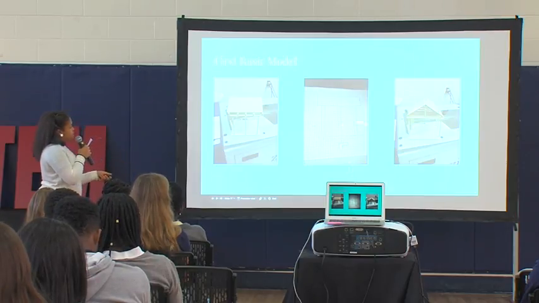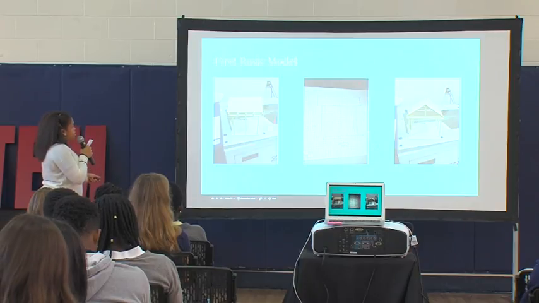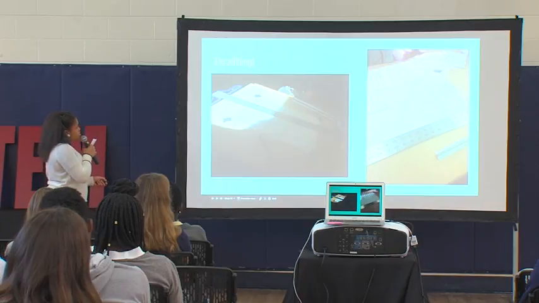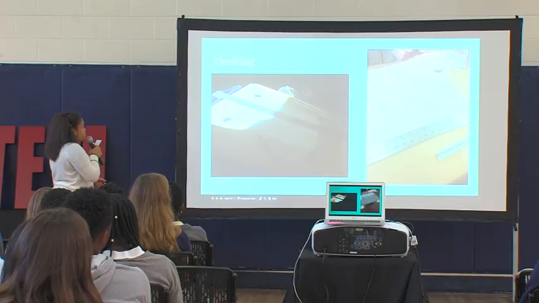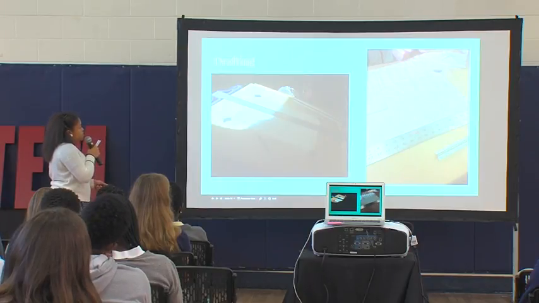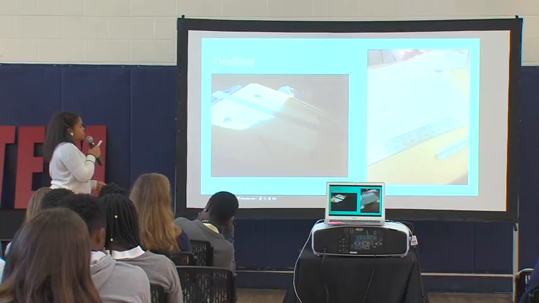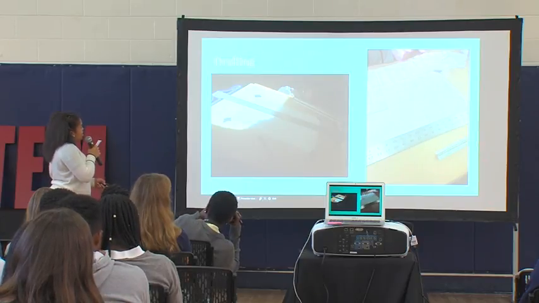So these are the elevations compared to the real life model. And these are just more pictures. And then drafting, I did this drafting after I created my first model in order to put it into perspective with the base field architecture board, which you can see right there.